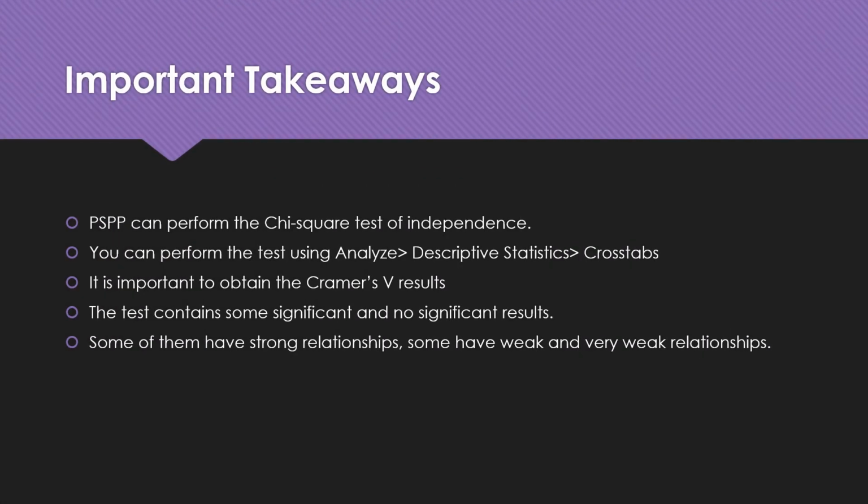Based on this result, the takeaway of all this is that we can use the PSPP to perform the chi-square test of independence. We can perform the test by using analysis, descriptive statistics, and crosstabs. It's important to obtain the Cramer's V result, which indicates the strength of the relationship between the independent variables that we tested.